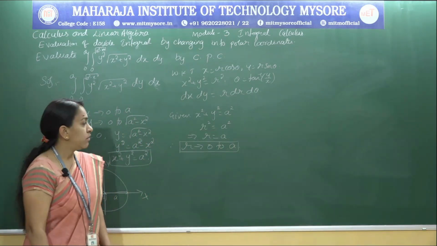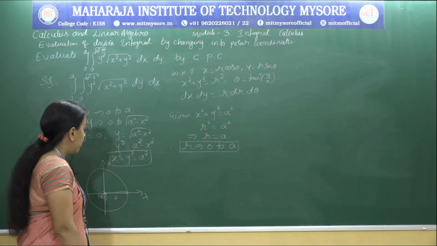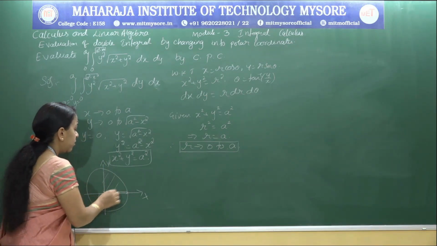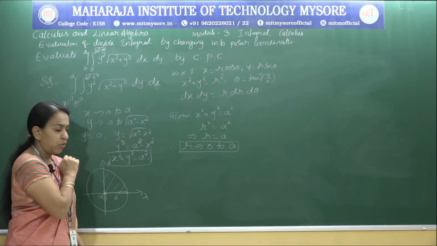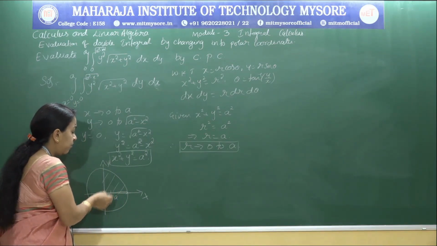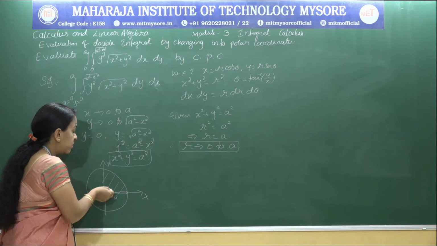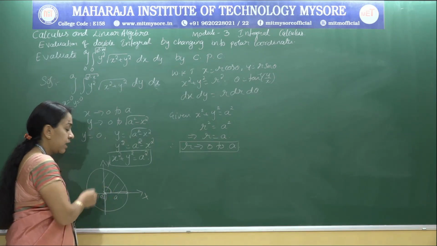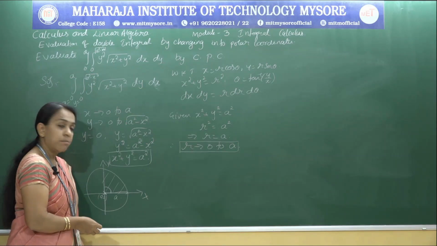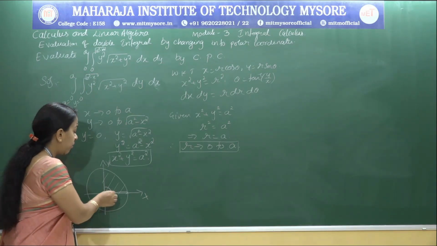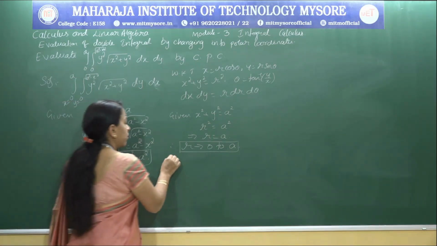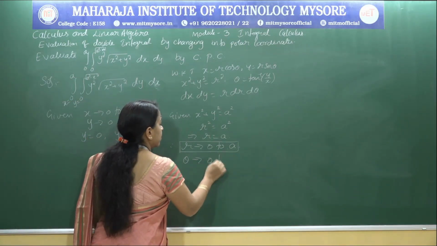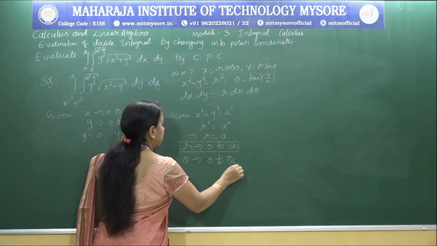Next, to obtain the theta limit, from the figure we have both x and y varying from 0, that means it starts from here. So y varies from 0 to the y axis, that is nothing but pi by 2. Therefore, theta varies from 0 to pi by 2 only.